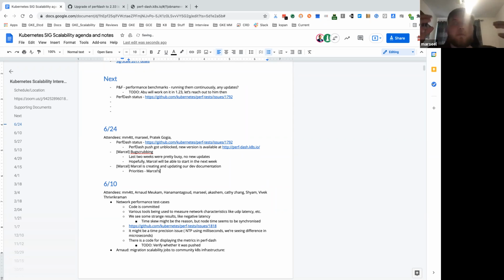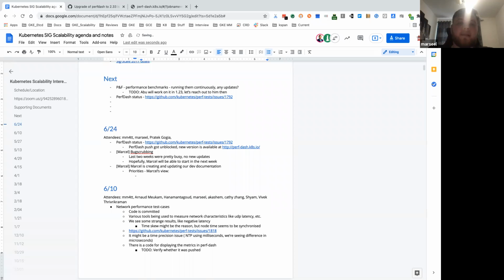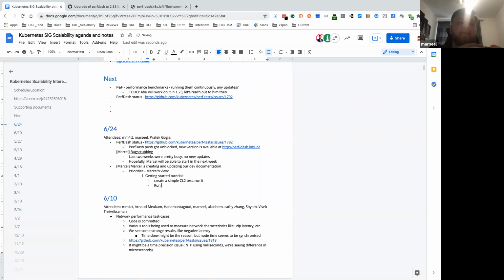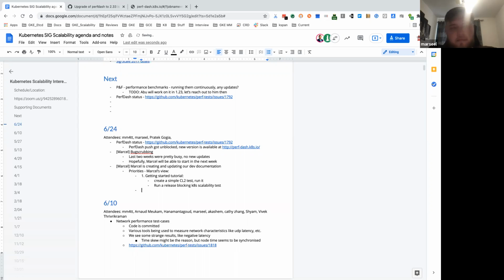So what I'm thinking about is the first kind of getting started tutorial where we just write a simple test, we run it, and then we also run, for example, a release blocking test that is quite important for Kubernetes. And then the second part, I'm thinking about explaining more how to write tests, basically. So go in details about different measurements, maybe, and the most important ones, or going through how tuning sets work and things like that.